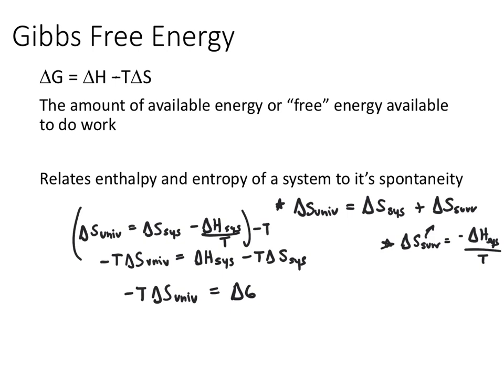So a positive entropy change of the universe obviously is what we want in order for a system to occur spontaneously. In the case of Gibbs free energy, when the change in Gibbs free energy is greater than 0, or positive, it's non-spontaneous. Okay, and when Gibbs free energy is less than 0, or negative, it is spontaneous.